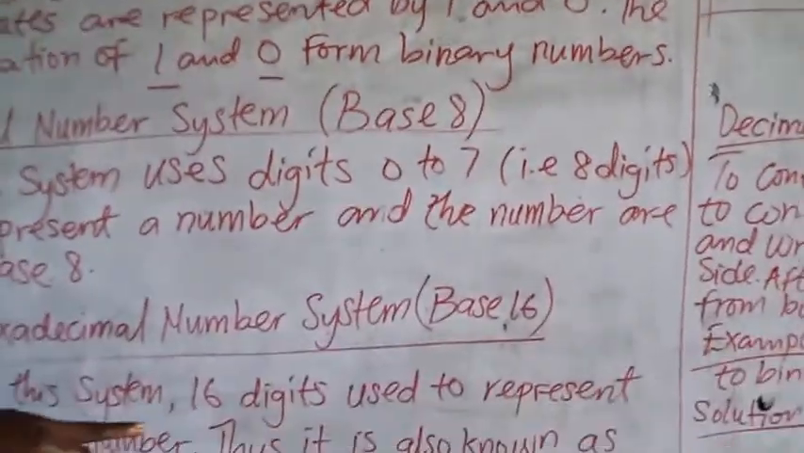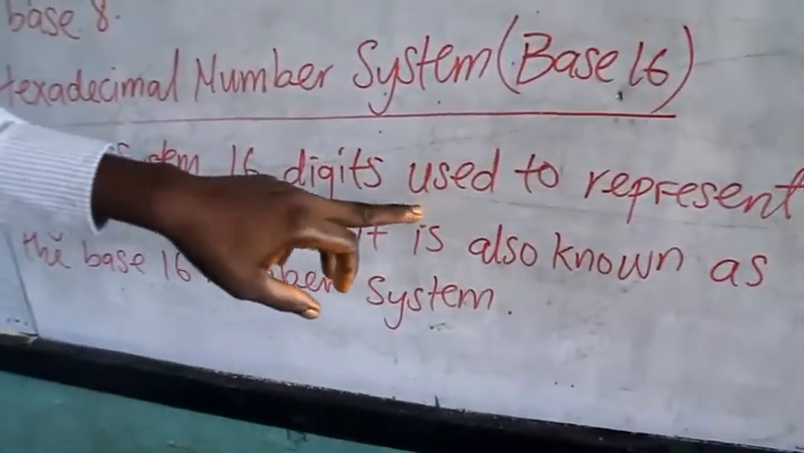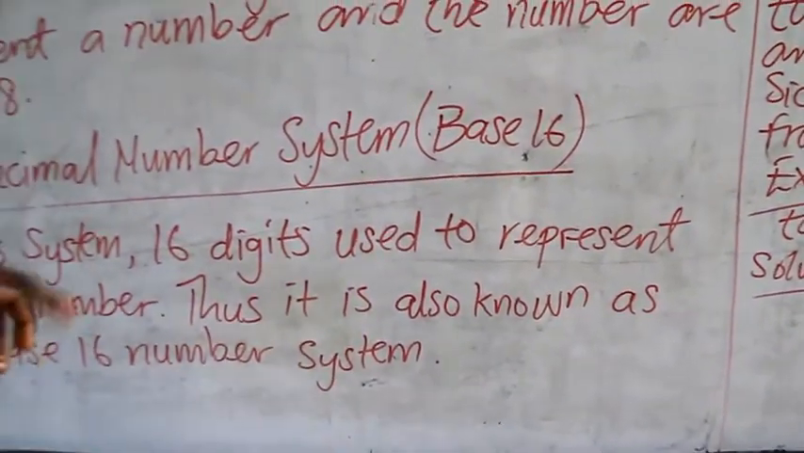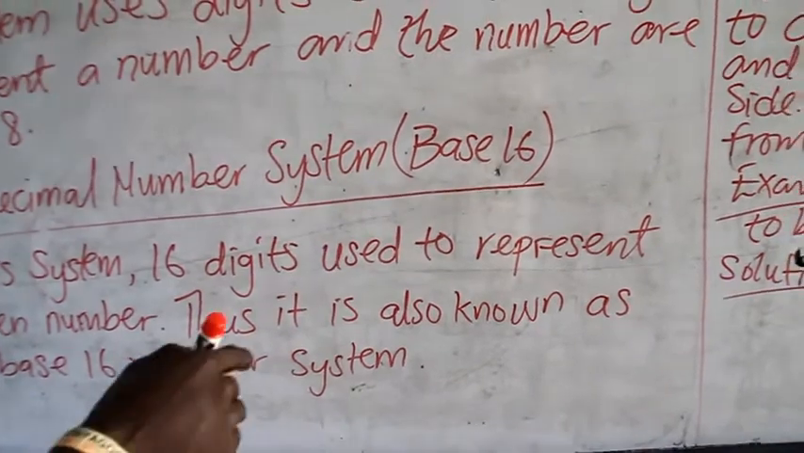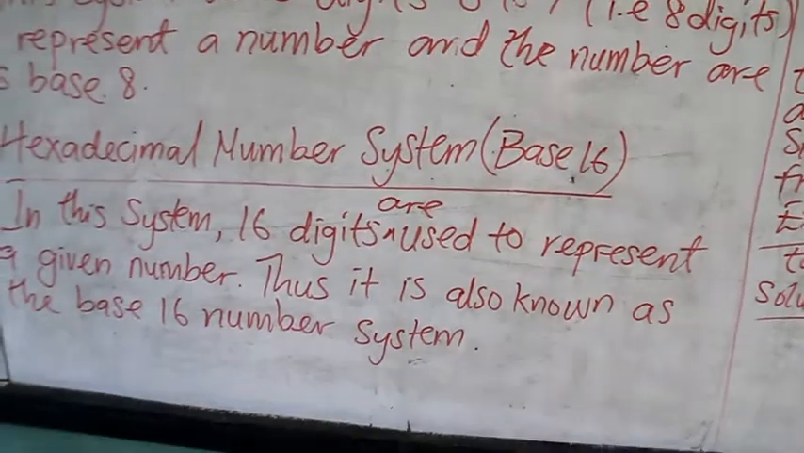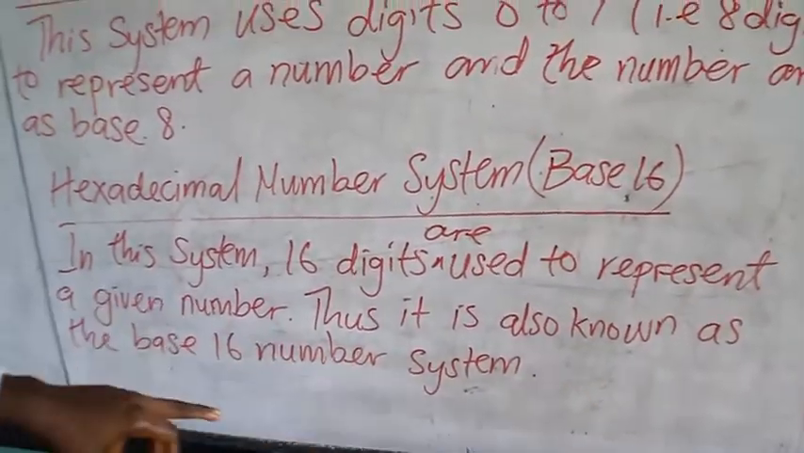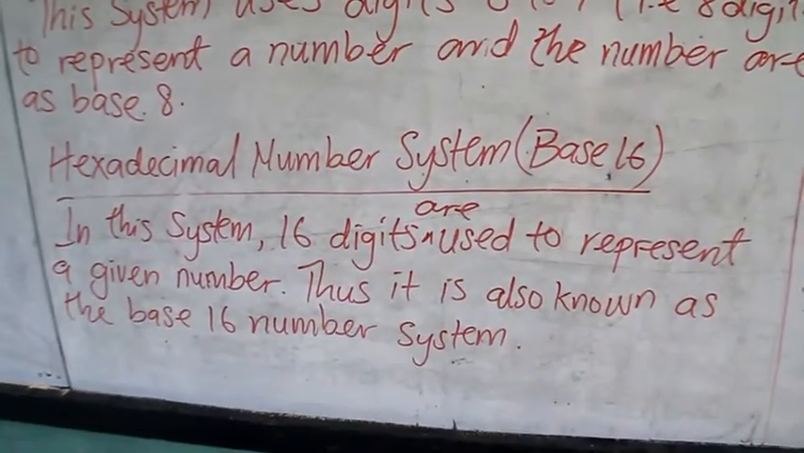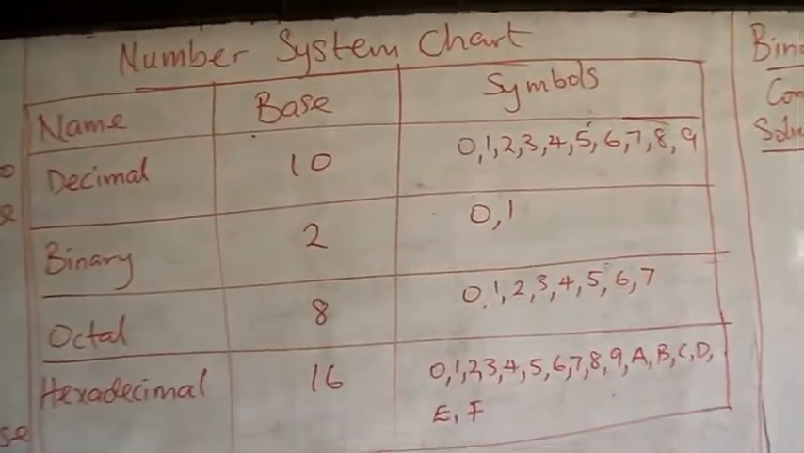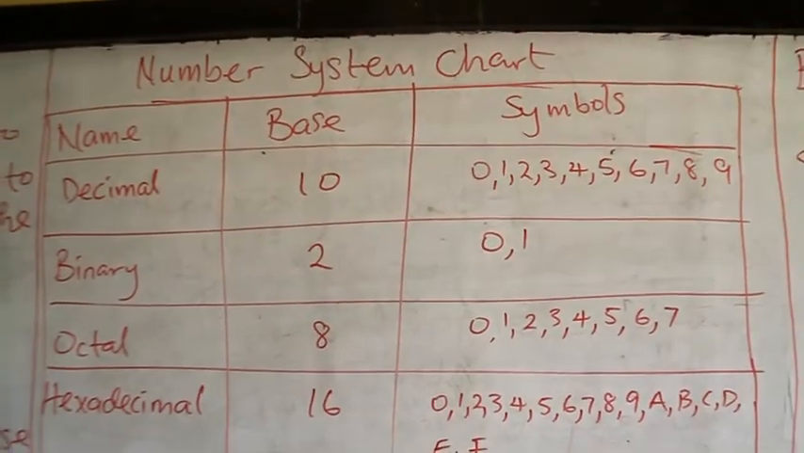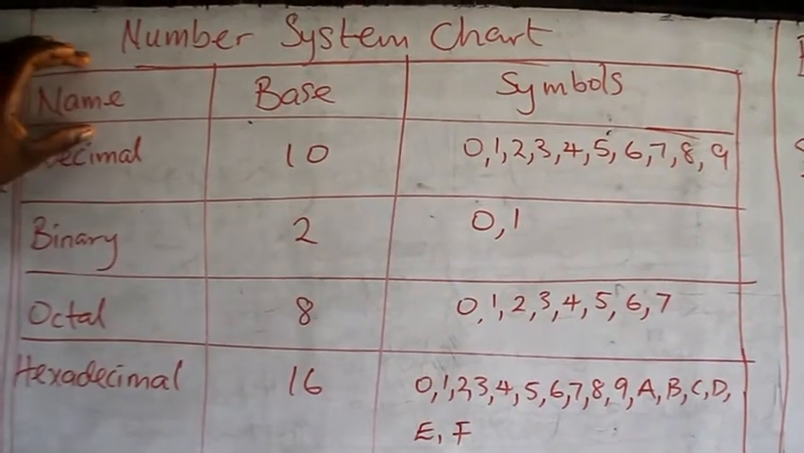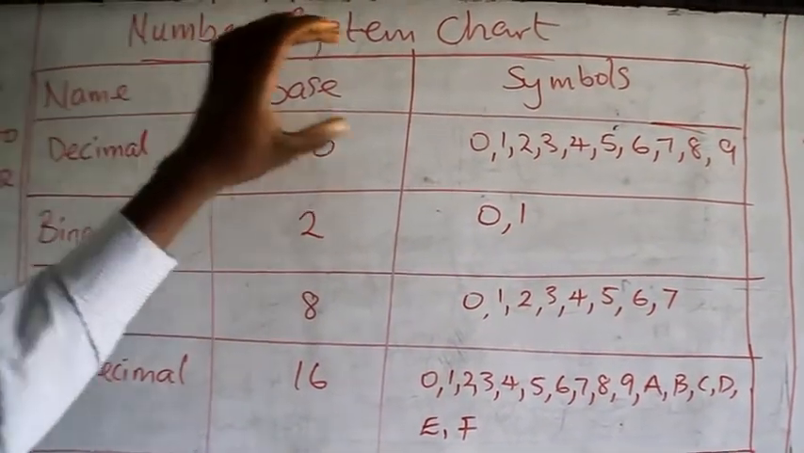Now in this system, 16 digits are used to represent a given number in base 16, and this is also known as the hexadecimal number system. Now let's look at the number system chart. Looking at this number system chart will give us a better understanding of what we are referring to. Under the table I've drawn here, we have the name of each number system, their base, and the symbols.